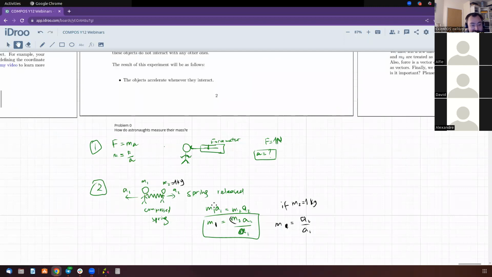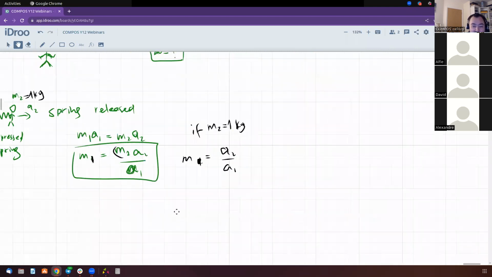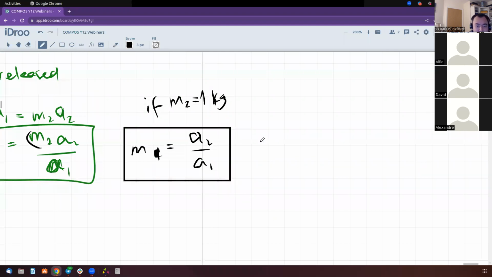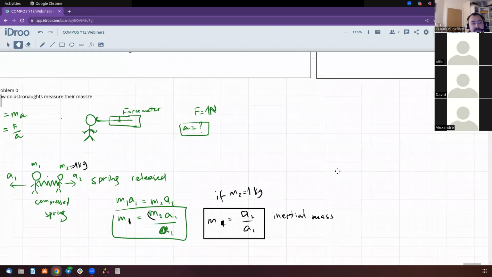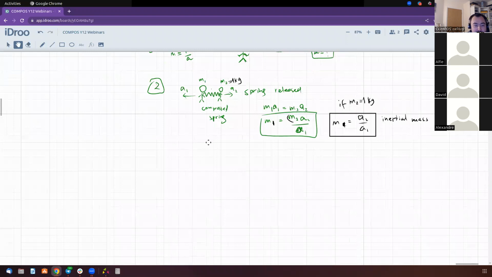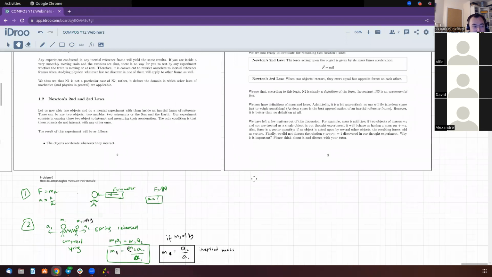And it has nothing to do with gravitational force. So it's not a gravitational mass, it's inertial mass. This is called inertial mass. But funnily enough, inertial mass and gravitational mass have the same values, which is quite peculiar. We don't know why. Inertial and gravitational mass have the same value.